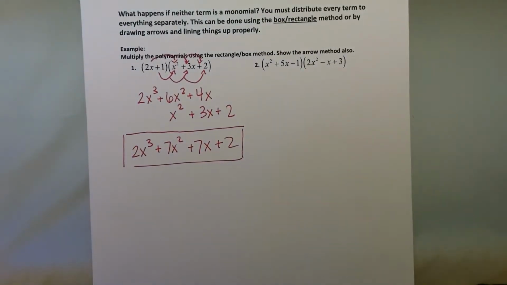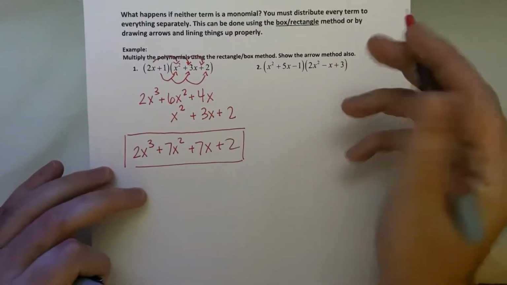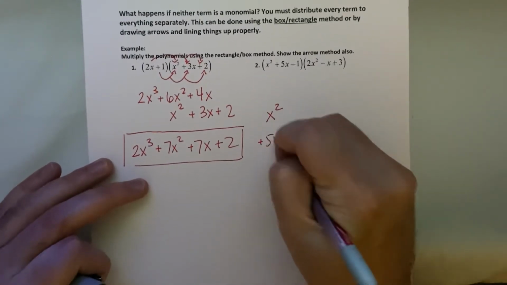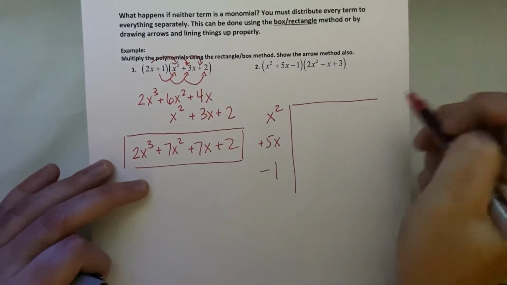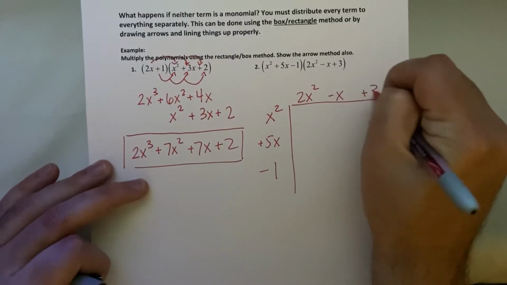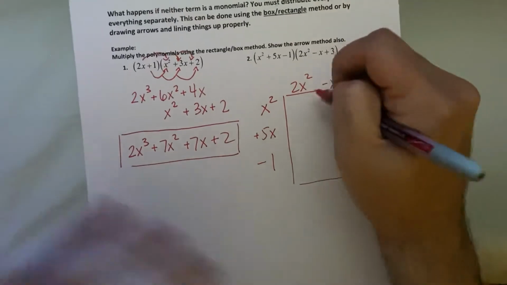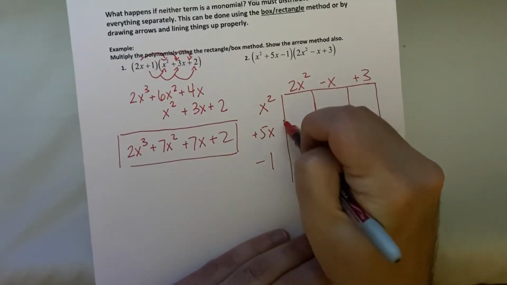Now, there's a different method for doing this called the box method. How that works is you count the number of terms. It's 3 by 3 in the case of number 2. And you write the terms out, so x squared plus 5x minus 1 vertically, and the other horizontally, 2x squared minus x plus 3. And you make a box. This helps make sure that you multiply everything by everything else.